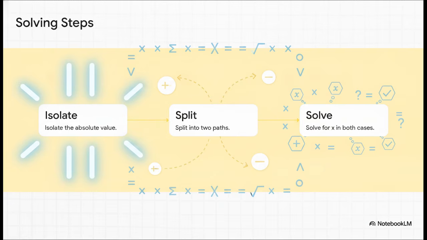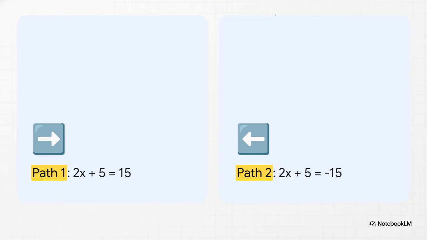You really got to follow these exact steps in this exact order to nail this. Let's conquer this one together. We have the absolute value of 2x plus 5 plus 8 equals 23. Step 1 is isolating that absolute value, right? So we subtract 8 from 23, which gives us 15.